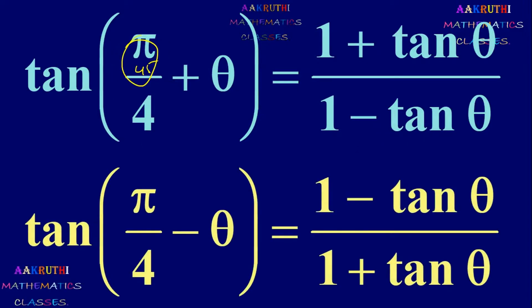In the same way, we get tan of pi by 4 minus theta is 1 minus tan theta divided by 1 plus tan theta. Here we have to use the formula tan of A minus B equal to tan A minus tan B divided by 1 plus tan A tan B. Angle A is pi by 4, so tan pi by 4 is 1. So we get tan of pi by 4 minus theta is 1 minus tan theta divided by 1 plus tan theta.